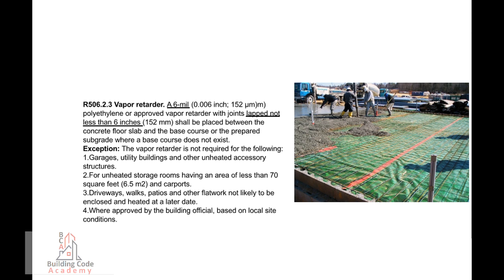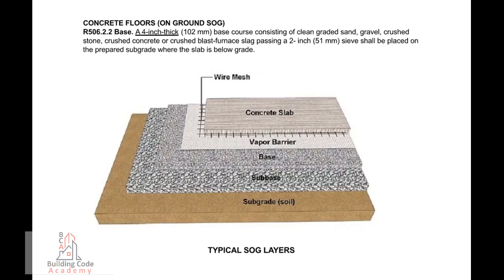Exception: the vapor retarder is not required for the following: 1. Garages, utility buildings, and other unheated accessory structures. 2. For unheated storage rooms having an area of less than 70 square feet, 6.5 square meters, and carports. 3. Driveways, walks, patios, and other flat work not likely to be enclosed and heated at a later date. 4. Where approved by the building official based on local site conditions.